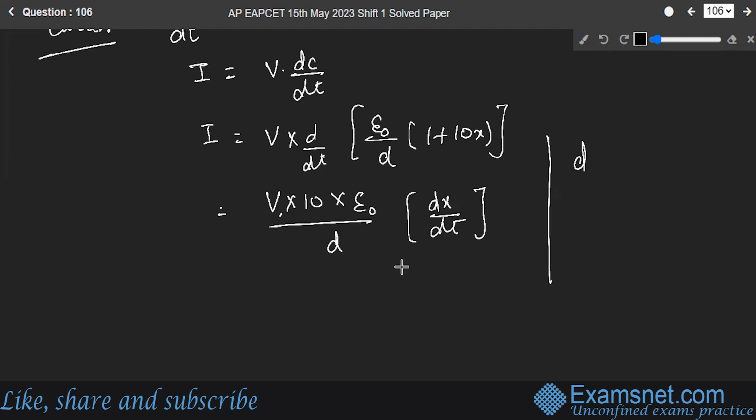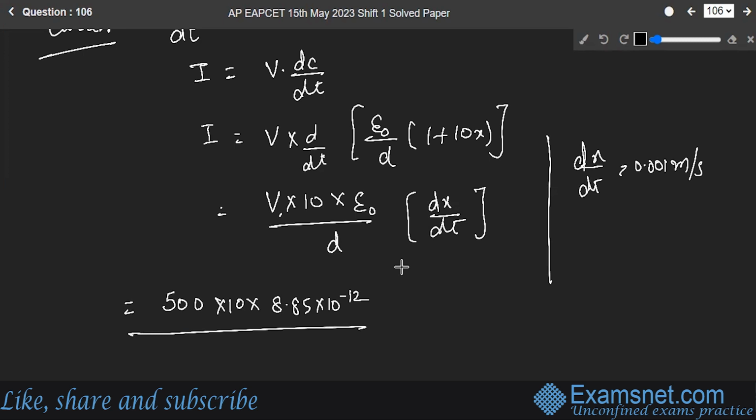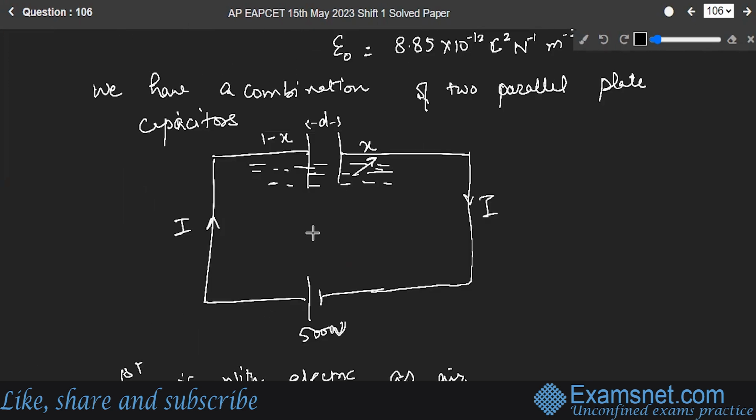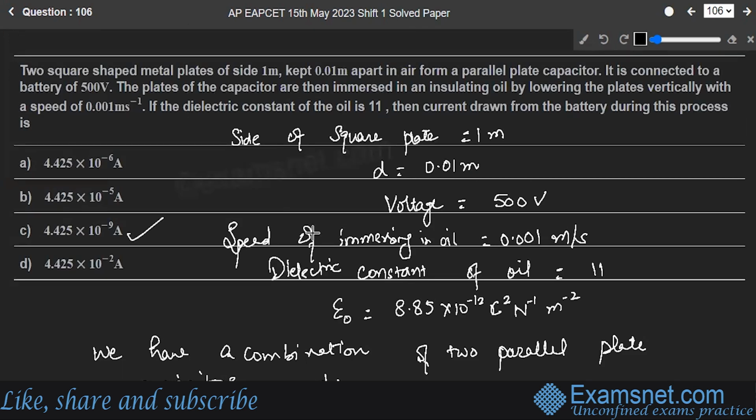Now in the question you are given dx by dt is equal to 0.001 meters per second. So let's fill in all the values. You have 500 into 10, E naught is 8.85 into 10 raised to power minus 12, distance d is given to you as 0.01 meters, and this is 0.001. So solving all of them, you will get the value of I as 4.425 into 10 power minus 9 ampere. That makes option C the correct answer.